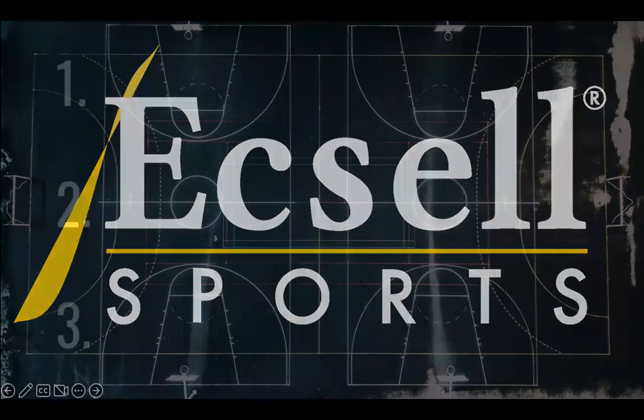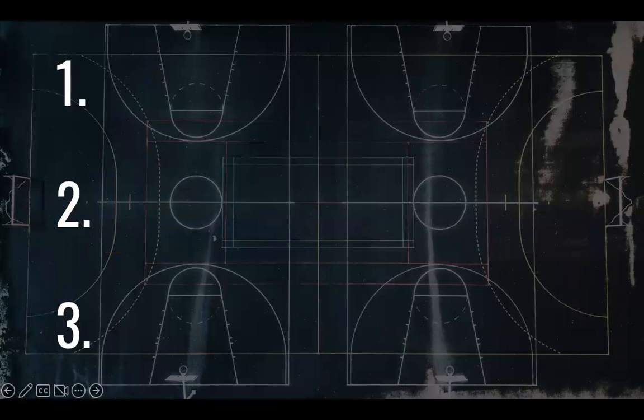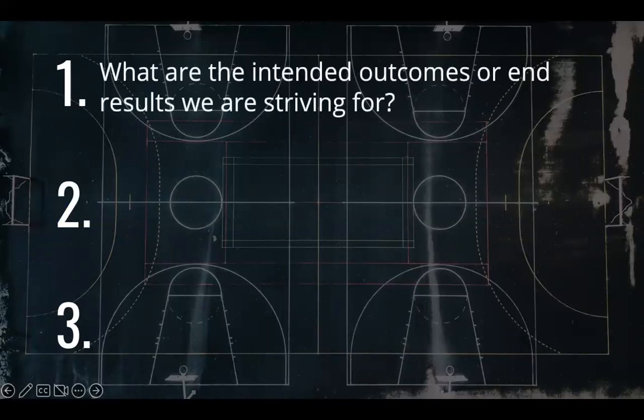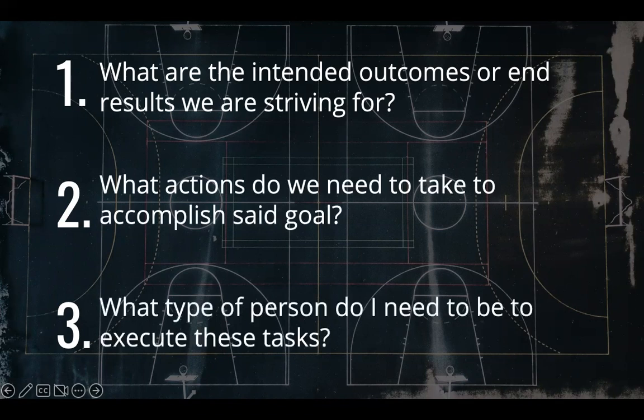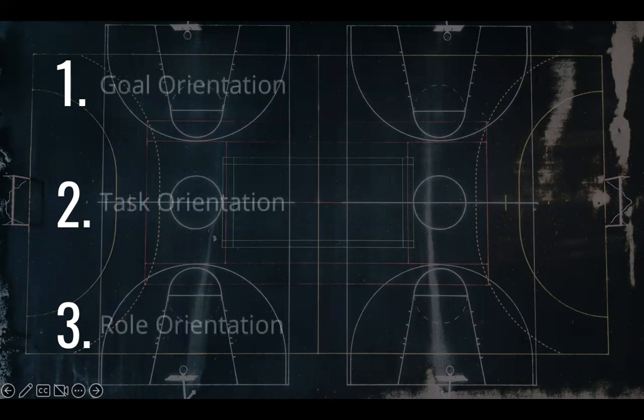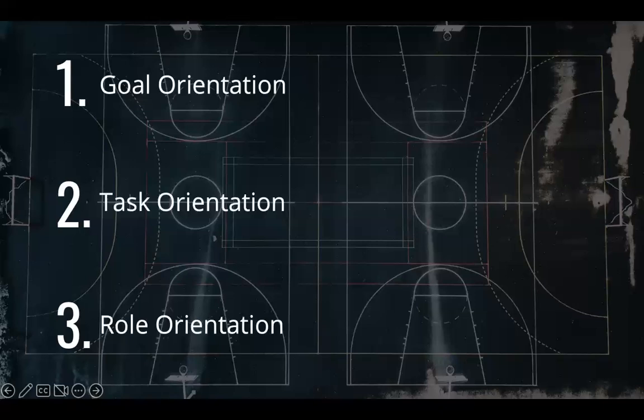Welcome back. For the purposes of the 200 e-learning modules, we are going to explore 3 fundamental questions when it comes to learning and development. Those questions are, what are the intended outcomes or end result we are striving for? What actions do we need to take to accomplish said goal? And what type of person do I need to be to execute these tasks? These can also be referred to as goal orientation, task orientation, and role orientation.